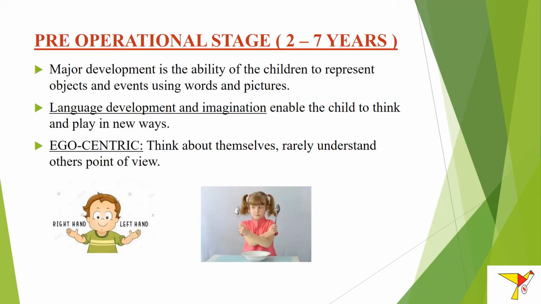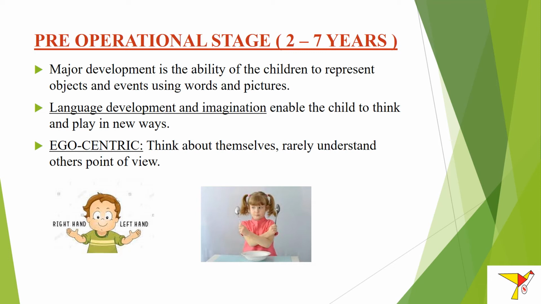The next stage is the pre-operational stage, from 2 to 7 years. The major development is the ability of children to represent objects and events using words and pictures. Language development and imagination enable the child to think and play in new ways. Also, in this stage, children become egocentric.